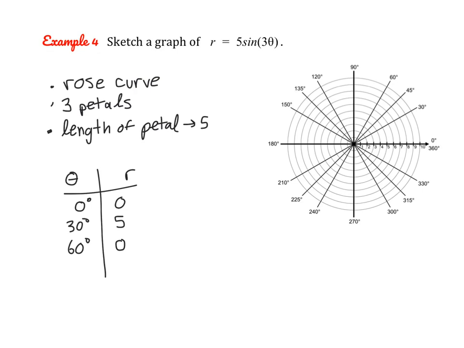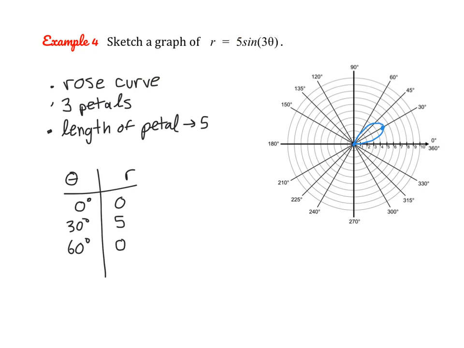If you plot those points, we see that we start here. 30 degrees brings us out to 5, which we know would be the tip of a petal, and then 60 degrees brings us back to 0. So we would actually get a petal that looks kind of like this. Try one more time. Here we go. And again, I know this is the tip of my petal because of this A value. It tells us the length.